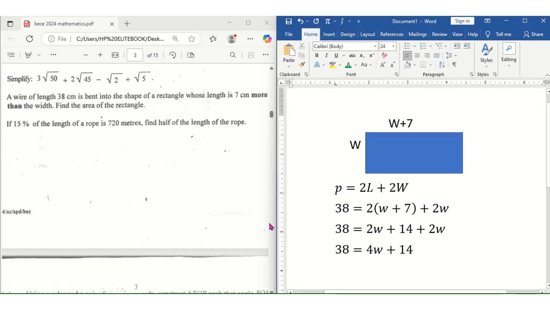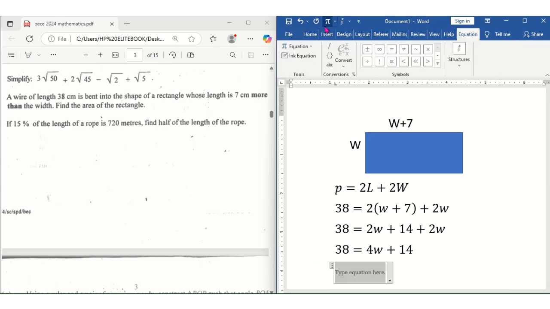All right, then we are done with this step. We are going to the next step. In the next step, we are going to group like terms. So as you can see, we have 38. Then we'll make the 14 cross the equal to sign and join the 38. So the 14 is plus. When it crosses the equal to sign, it becomes minus 14, and before that will be equal to 4w.